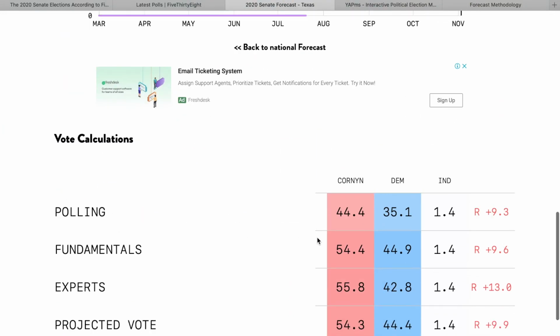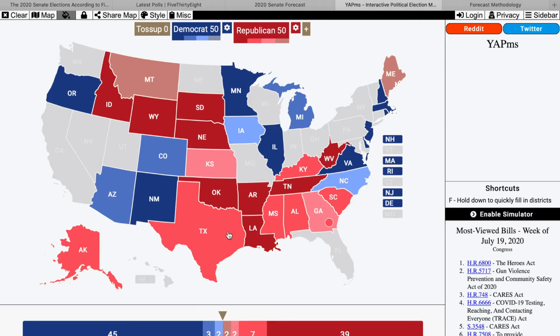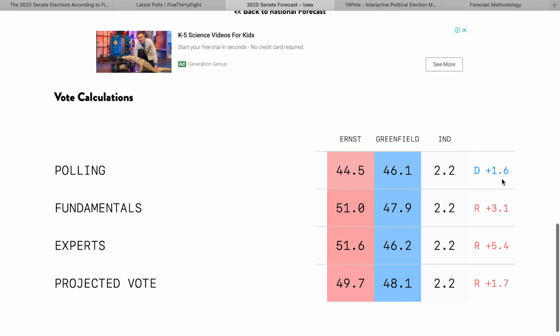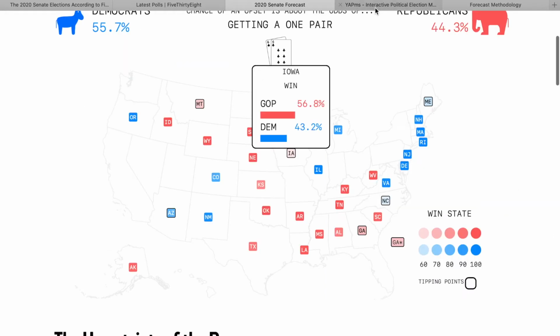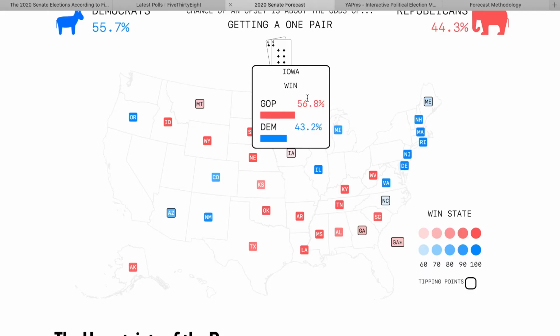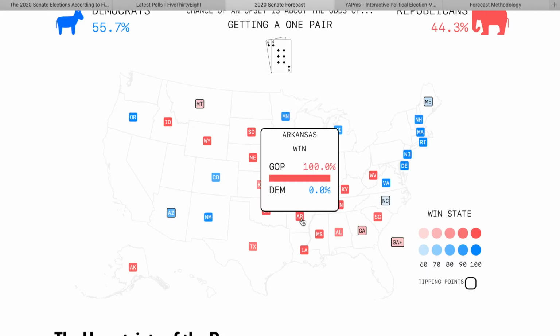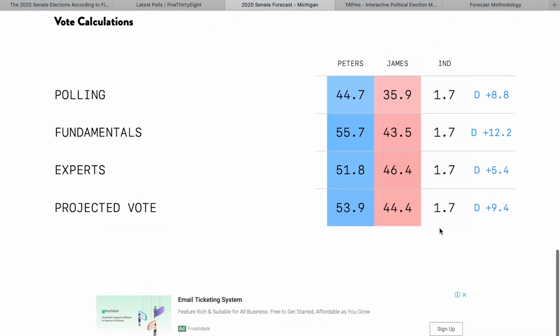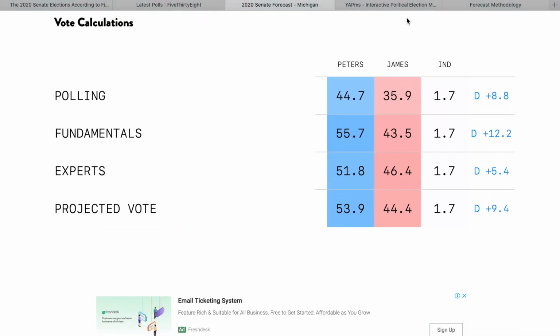Texas is a 9.3 Republican win according to the polls, and hence it's likely red according to LTE's standards. And then let's look at Iowa. I've already showed it just now. It's a 1.6 point Democrat win. In my opinion, I think it will go red by the end of the day, but at least according to polling right now, it's going blue. And let's look at Michigan. Polling shows an 8.8 point win for Peters.